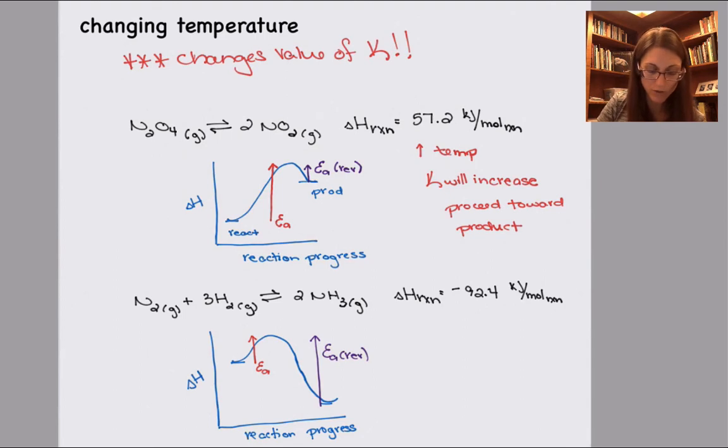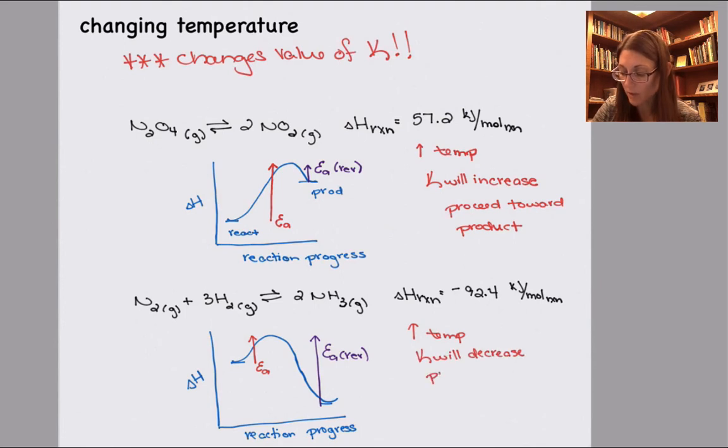So if I were to increase the temperature, then the rate of the reverse reaction would be impacted more, because now many more of my collisions are going to have enough energy to occur, which means I'm going to form more reactants, and K will decrease. And so what we're going to observe is that the reaction will proceed toward the reactant side as it goes to establish that new equilibrium.